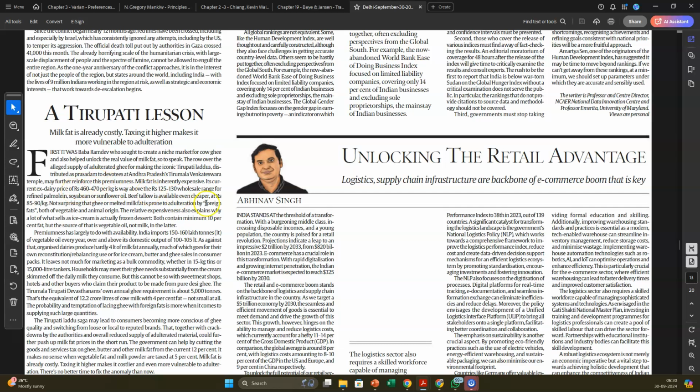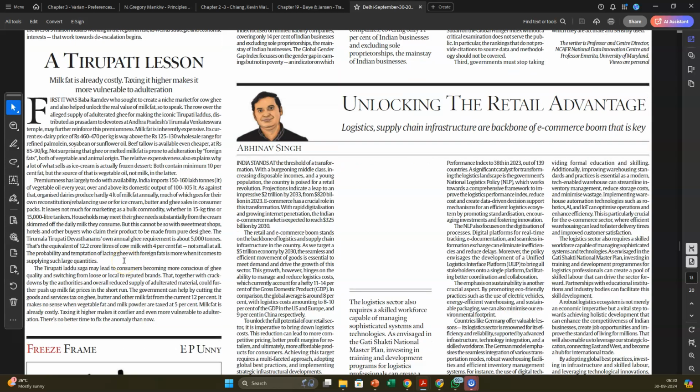Now, the issue is that the current price of milk fat is around 470 rupees per kg, which is way above the 125-130 rupees for refined palm oil, soybean and sunflower oil. Even beef tallow is available at 80-90 rupees, and because it is very easy to mix both of them, this is what sells. In fact, most of the ice creams that we have in the market contain 10% fat, and most of this is vegetable oil, not the actual ghee.